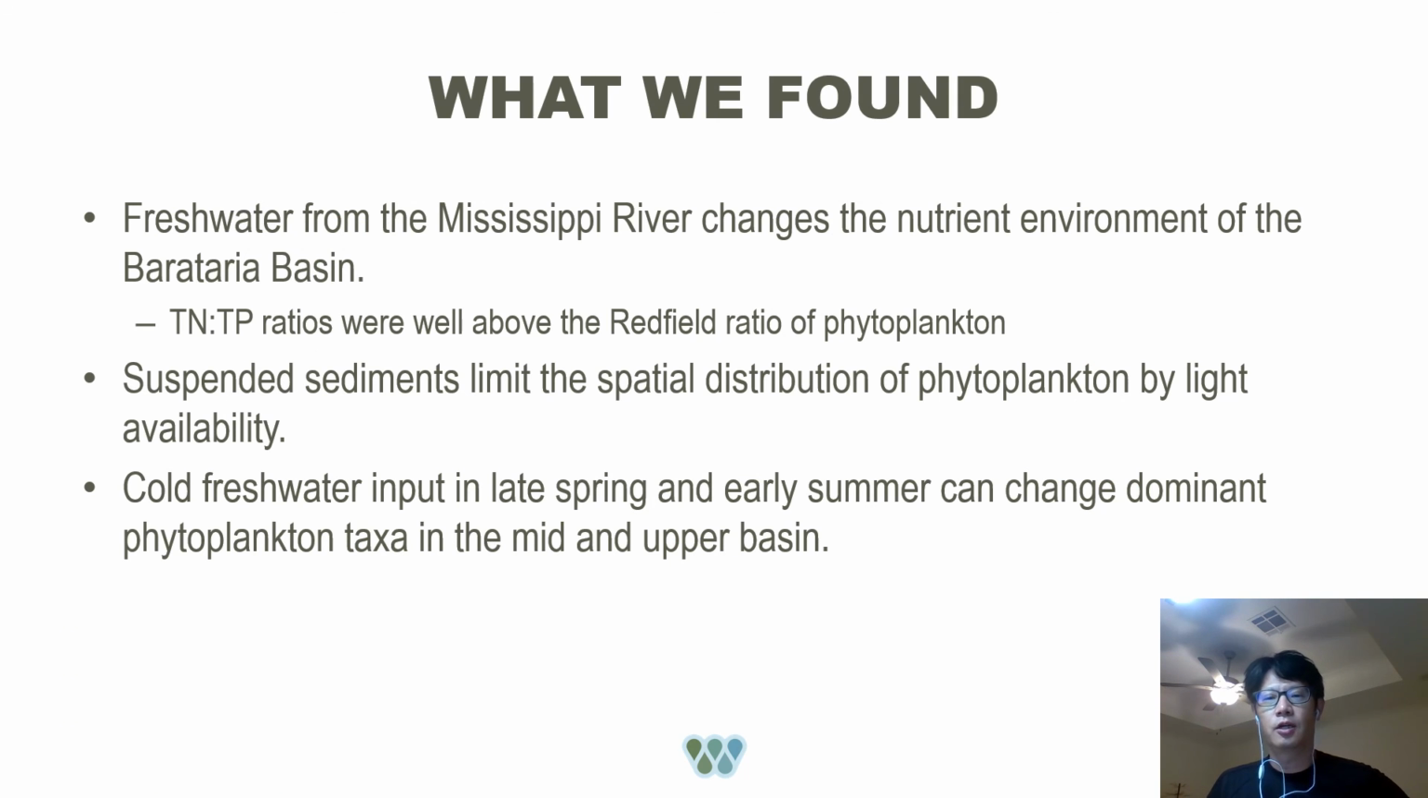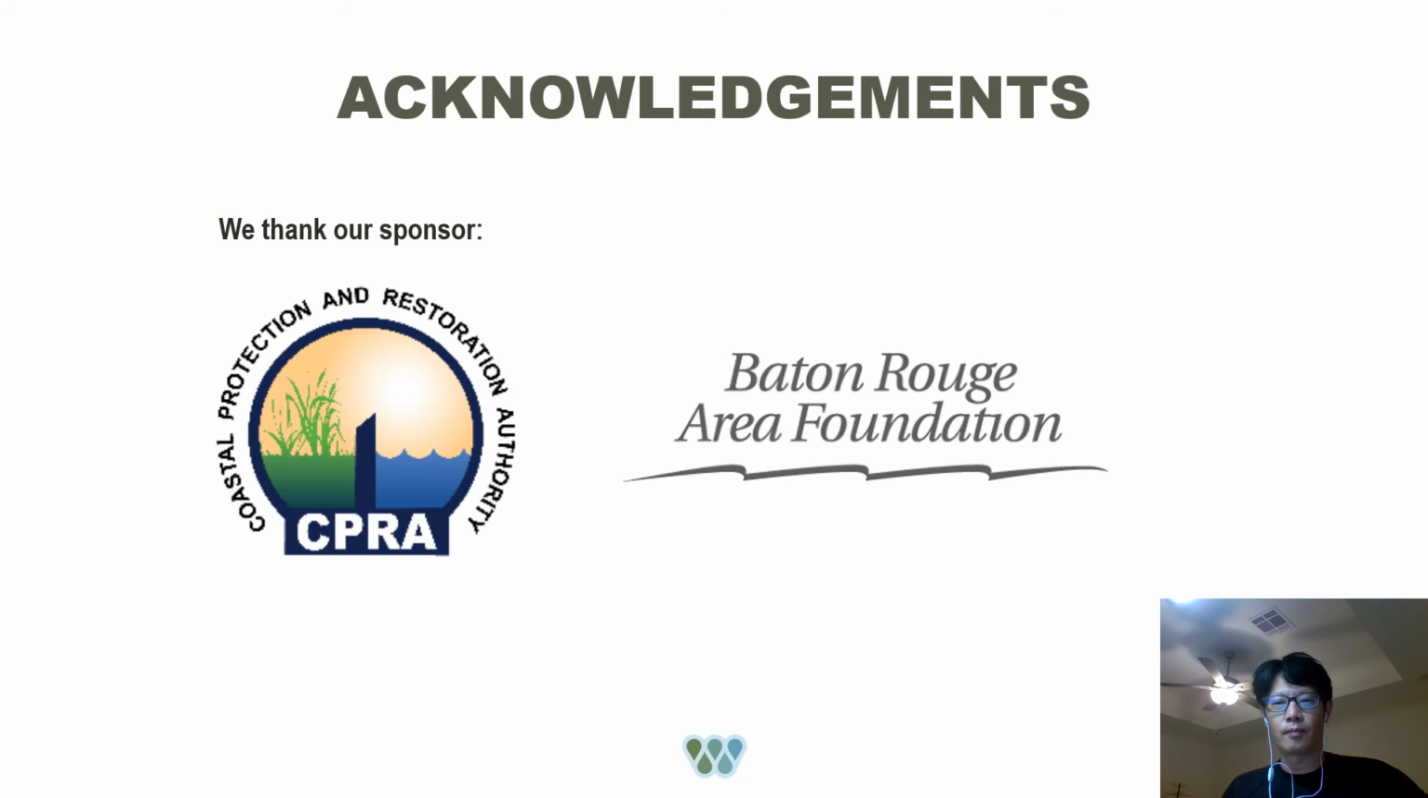In this study, we found, first, freshwater from the Mississippi River changed the nutrient environment of the basin. Second, suspended sediment limited the spatial distribution of the phytoplankton by light availability. Finally, cold freshwater input can change the dominant phytoplankton taxa in the basin.